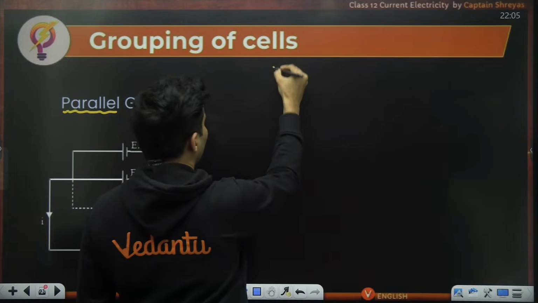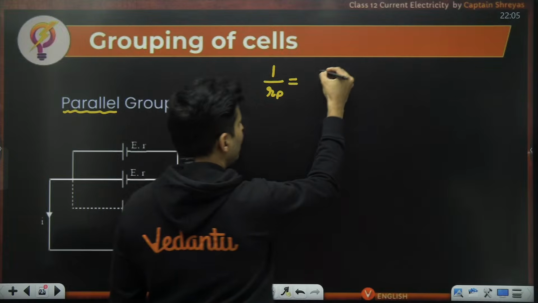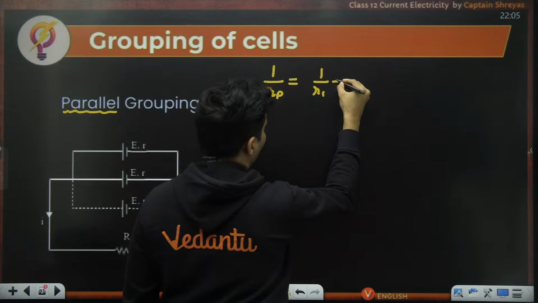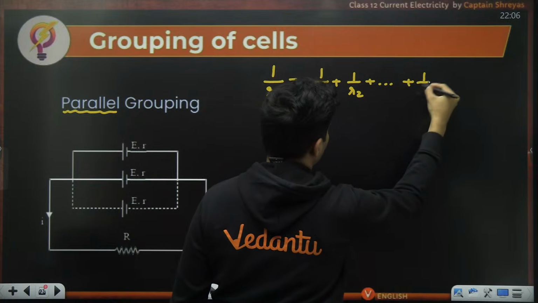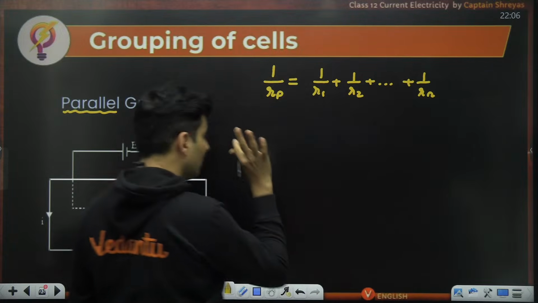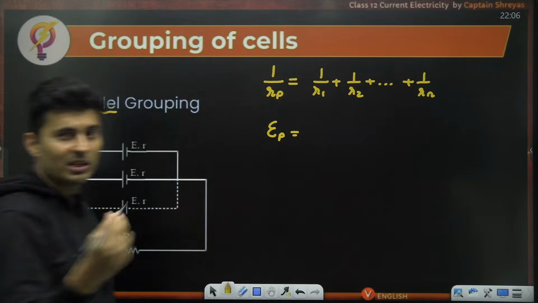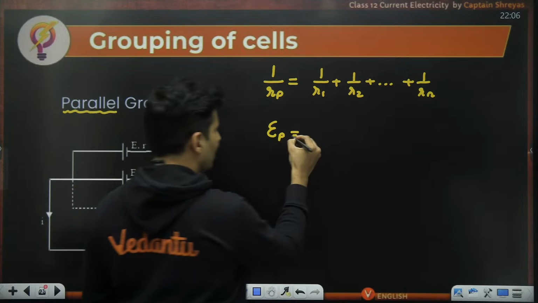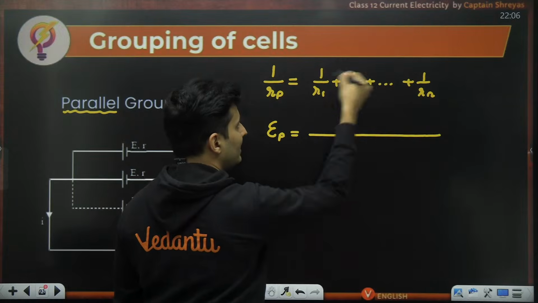But, sir, what to do if it is parallel grouping? First, let me give you the formula for equivalent internal resistance. It will be just 1 by R1 plus 1 by R2, just like you do it for parallel resistors till 1 by Rn. But be very careful for EMF in parallel. Don't do 1 by E1 plus 1 by E2. That is not correct.